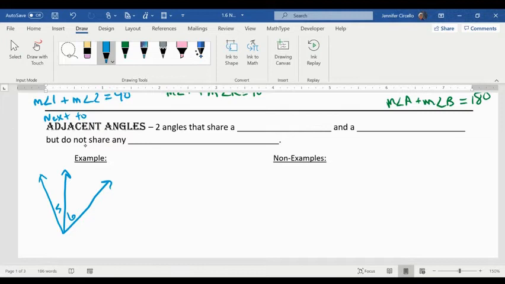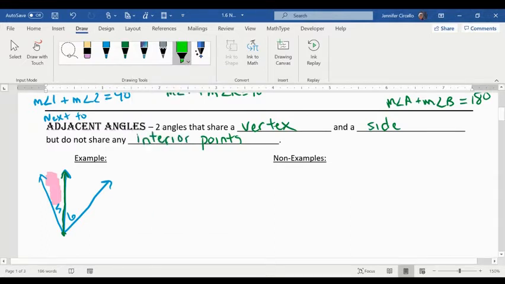So these are two angles that share a vertex. They both have the same pointy part of the angle. And they also share this side. But they do not share any interior points. So the interior of angle 5 is this part right here, and the interior of angle 6 is this part right here, and there's no overlap.